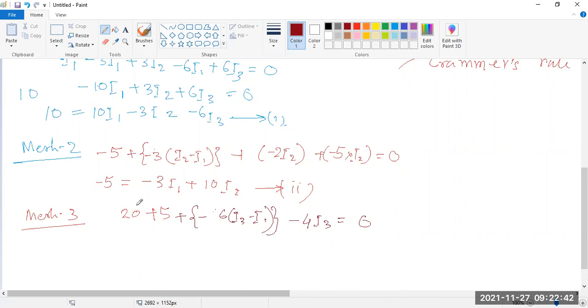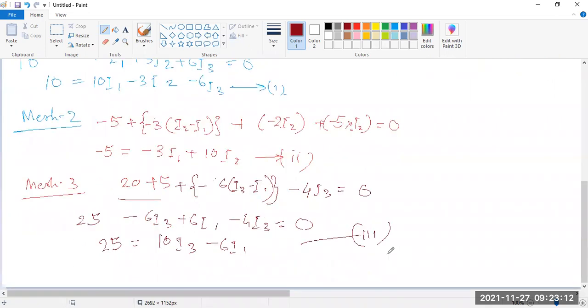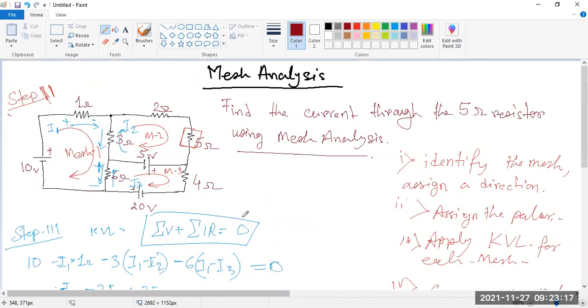And now we can solve, this is easily 25 volt, that is minus 6I3 plus 6I1, and minus 4I3 equal to 0. So you get 25 equal to 10I3 minus 6I1. So up to this we get these three equations. But now we have to apply Cramer's rule. Okay, what is Cramer's rule? Then we will solve it easily.